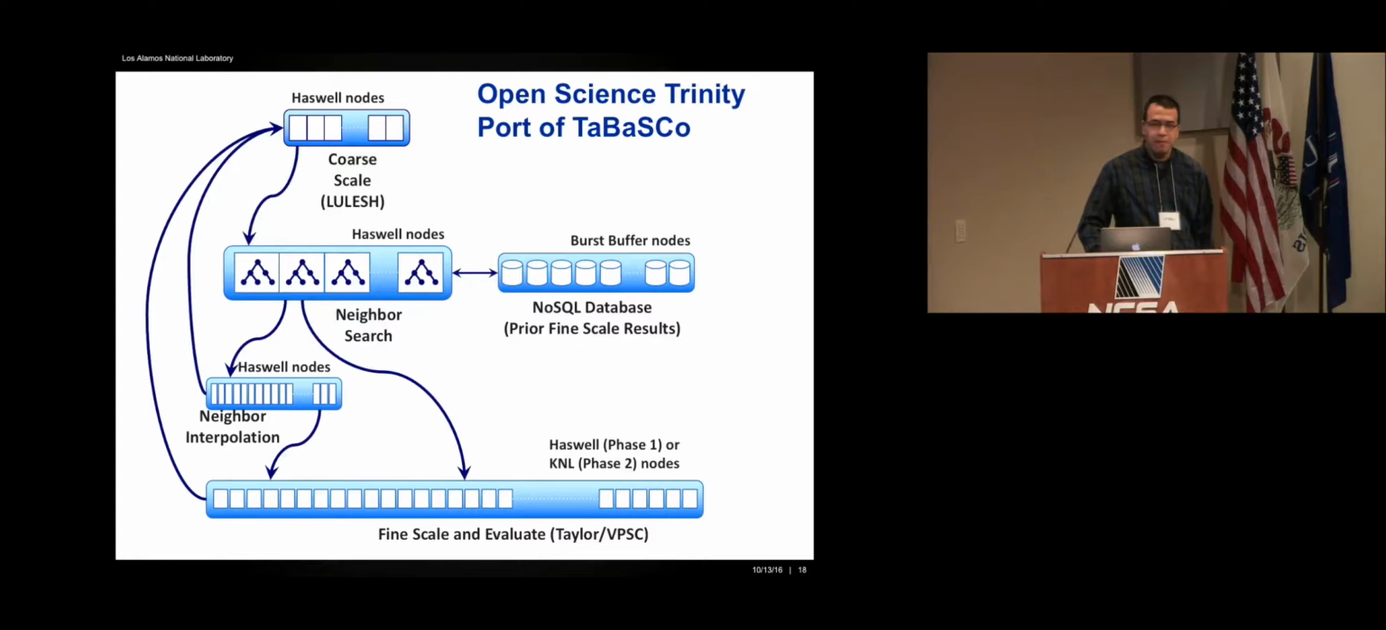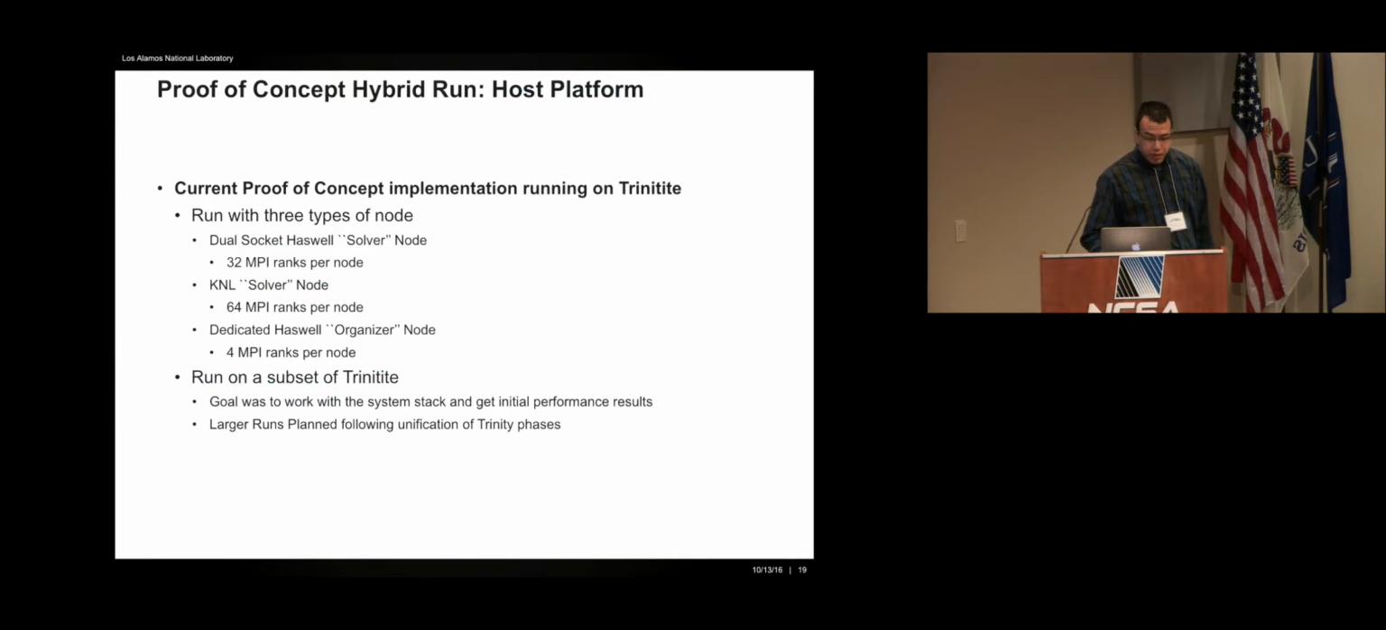So going back to that mapping, because we are good software engineers, we use the same mapping as we actually finally put the fine scale solvers on the KNL nodes. So for our host platform, we only use Trinitite, because currently on Trinity, you can't actually use the Haswells and KNLs at the same time. That's going to happen after Open Science finishes.